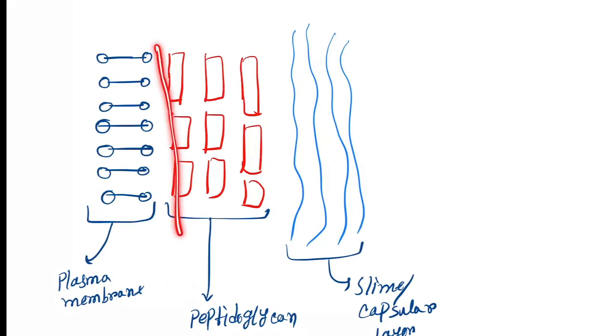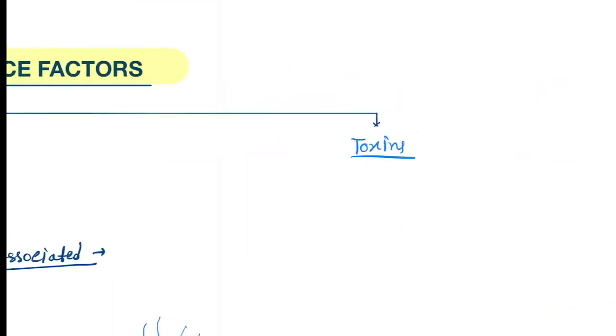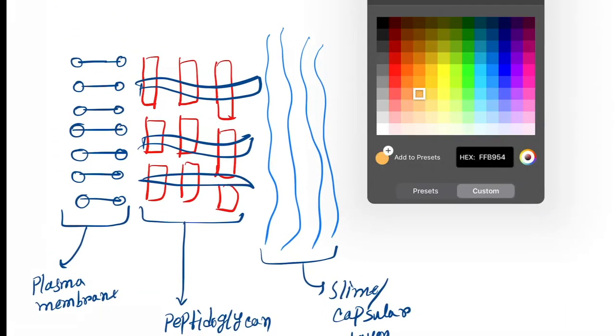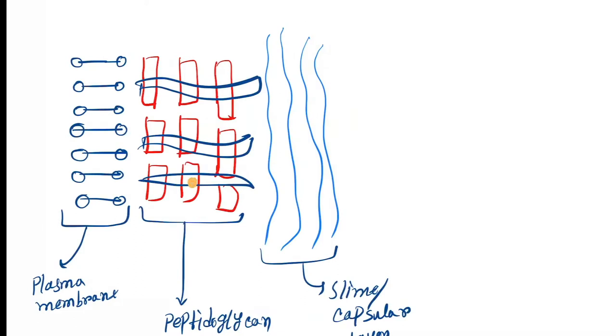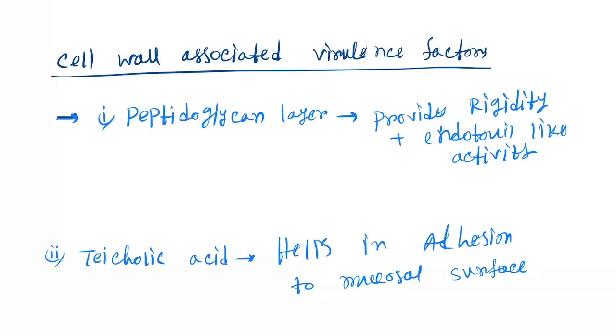Here you can see the thick peptidoglycan layer, and here there is also the presence of teichoic acid. These are the teichoic acid. Okay, next one is protein A. Protein A will be present over the peptidoglycan layer, like this. These are the protein A. And here you can see the capsular layer, and this is the plasma membrane. Okay, so here it is, the cell wall associated virulence factors.